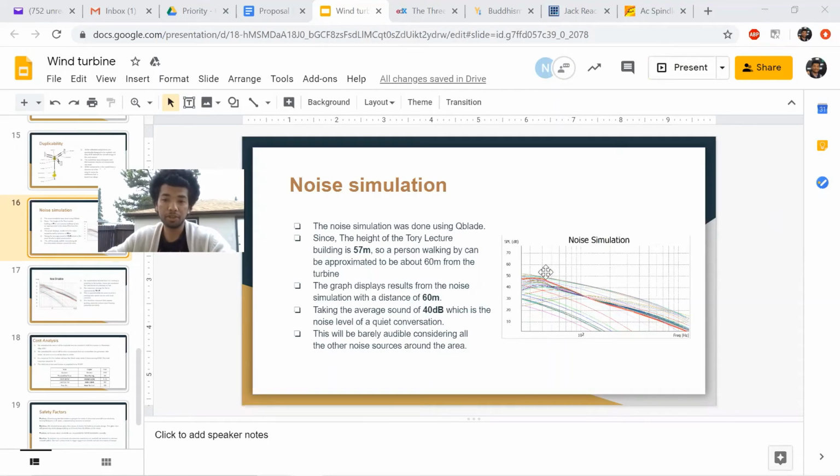And so we can infer from looking at the graph that the average sound the person would hear is in the range of 40 decibels, which is approximately the noise level of a quiet conversation. And so this will practically be barely audible to the person, considering that there will be many other noise sources around the area.